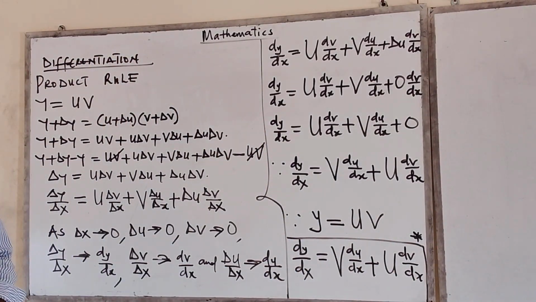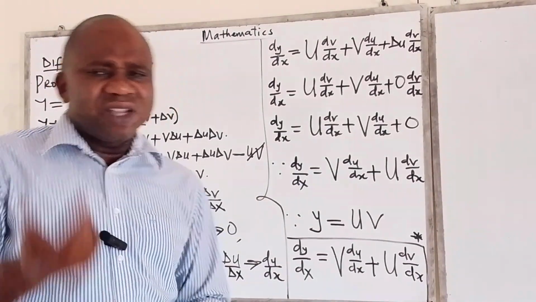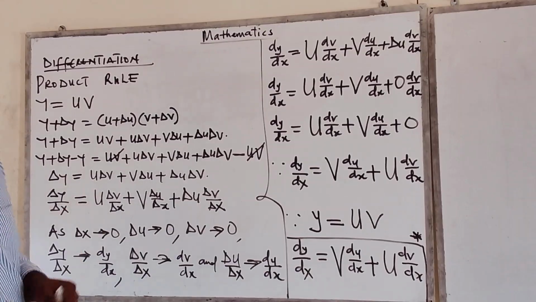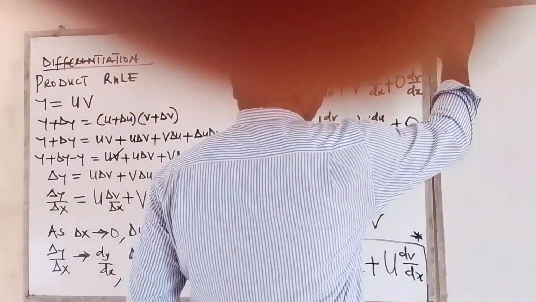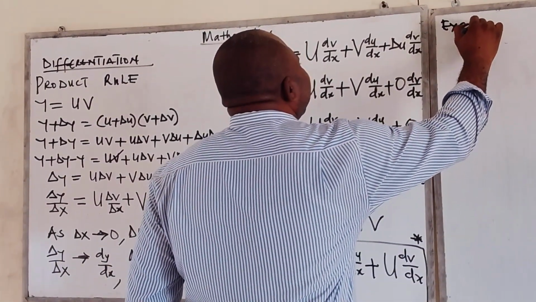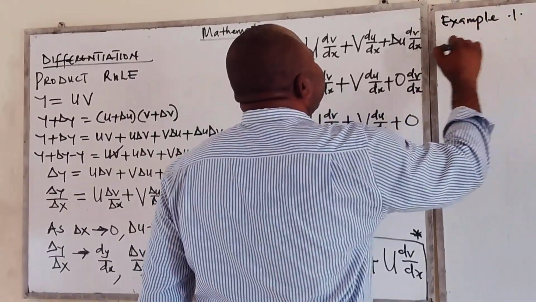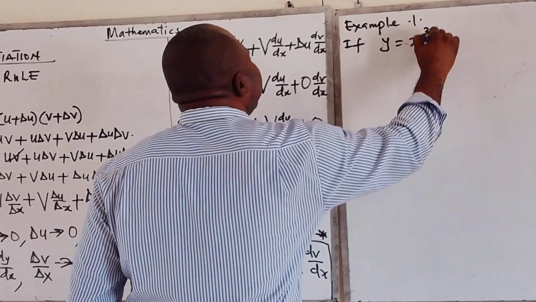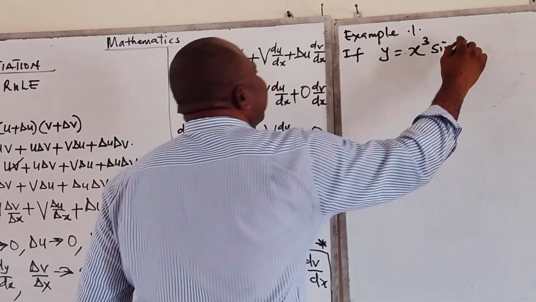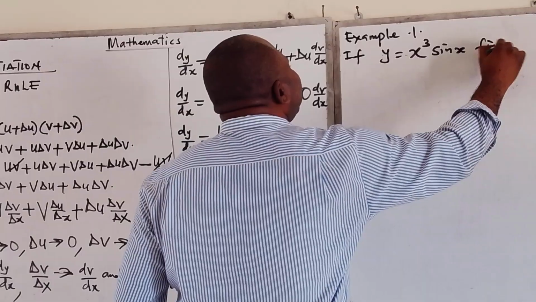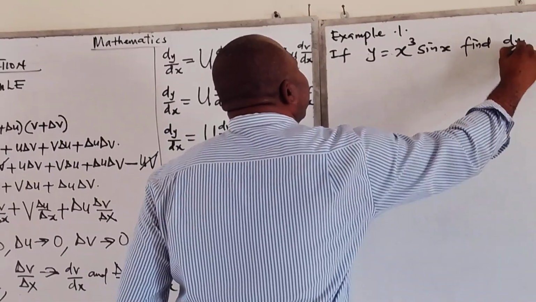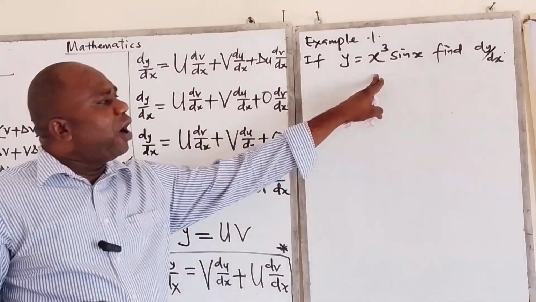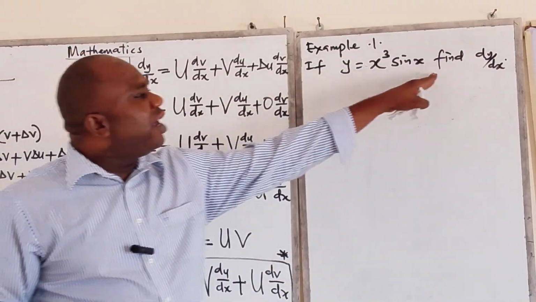Now we are going to be looking at an example where we're going to be applying the product rule. Example 1. If y is equal to x raised to the power of 3 sine x, find dy/dx.